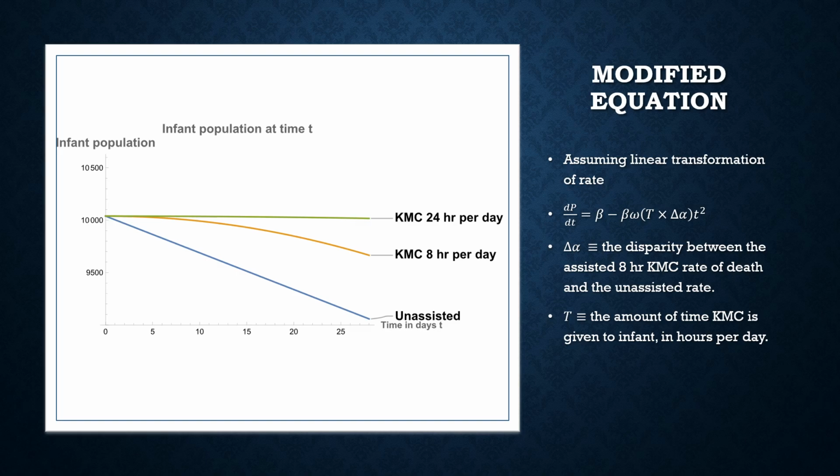Here on the left side we have a similar graph to the graph seen previously. However, now it includes what happens if KMC is applied 24 hours per day. Although this top graph may look constant, there is actually a decrease of 22 from the total population if KMC is applied 24 hours per day.